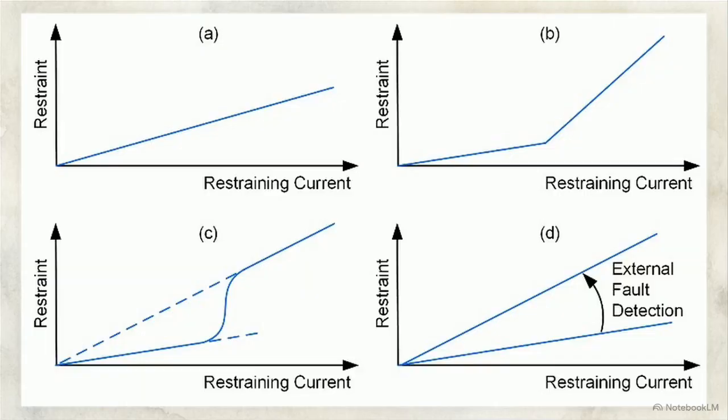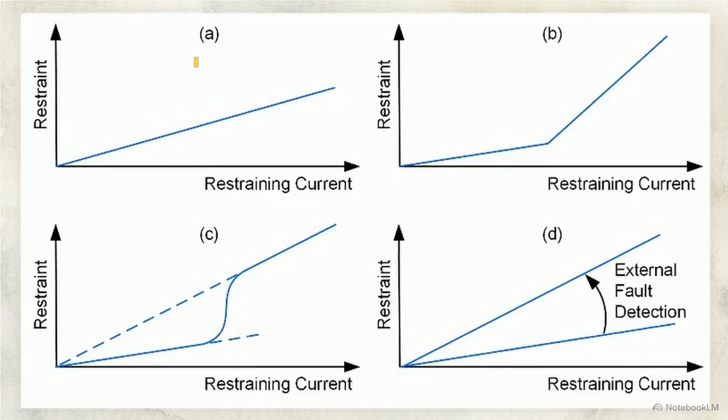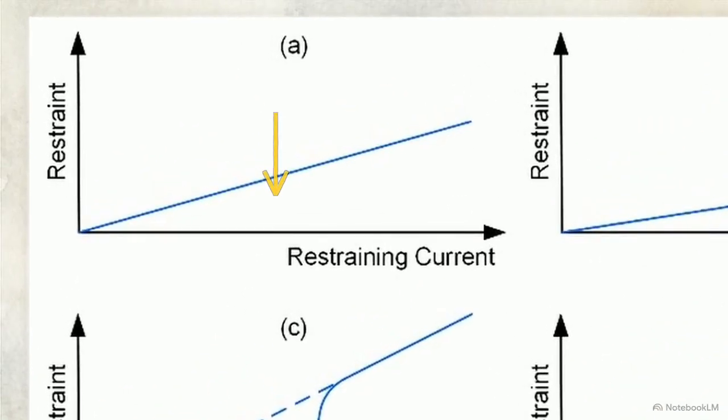This graph shows the percentage bias differential characteristic. Graph A illustrates slope 1, which is typically set between 15 and 30%. This shallow slope provides enough leniency to ignore minor errors from tap changers during normal load.